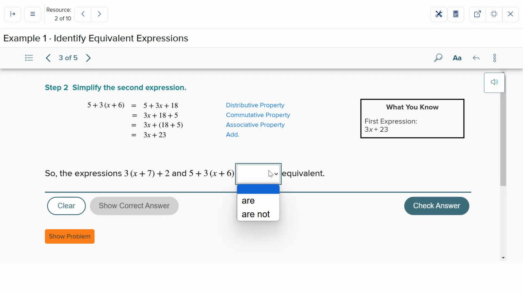Does that mean they are equivalent? Well, let's find out.